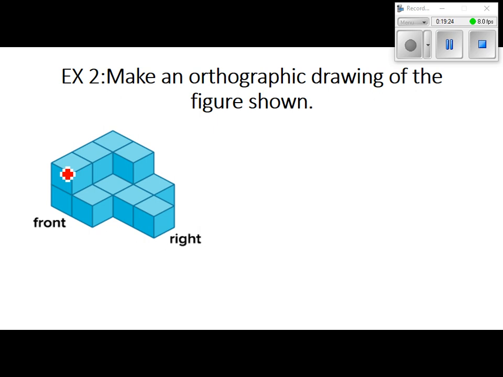Make an orthographic drawing of the figure shown. So we're going to do that. The orthographic drawing for this. Again, if I was looking at the top view, I'm up here flying above it, looking straight down at it. The thing I would draw, I see 3 blocks here, 3 blocks there, 2 blocks, and then another block sticking out here. So if I'm drawing that, I got 3 blocks.